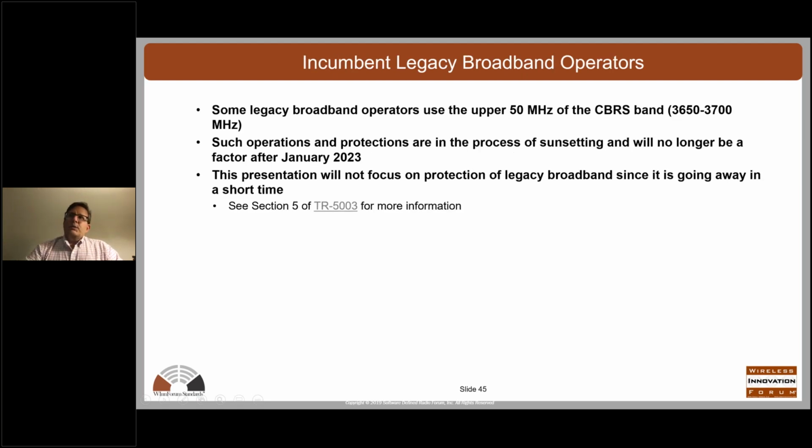And then, as Richard mentioned, in the 3650 to 3700 part of the CBRS band, there are incumbent legacy broadband operations under Part 90. I'm not going to say a whole lot about those in this talk, because, as Richard pointed out, those are sunsetting, and by January of 2023, so just a few months from now, all of those will be gone. They'll no longer be a factor for CBRS. So I don't think we really need to spend a lot of time describing those. So next slide, please, Lee.